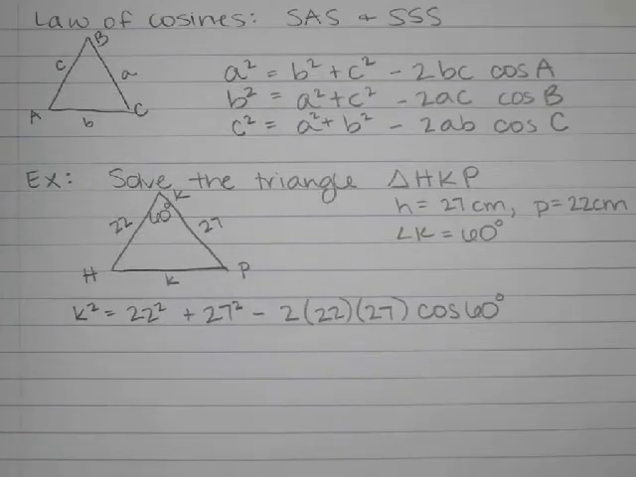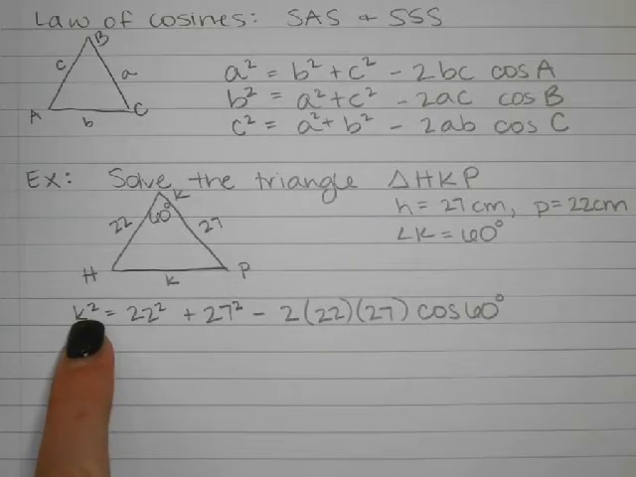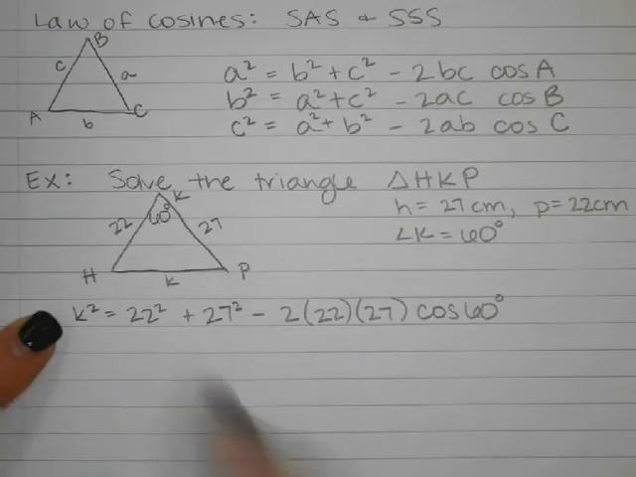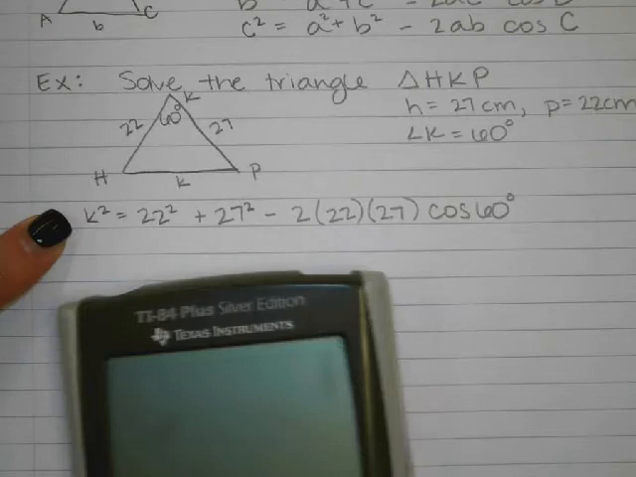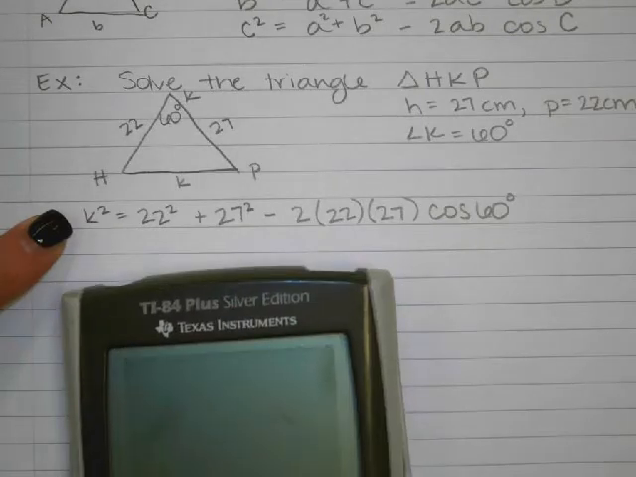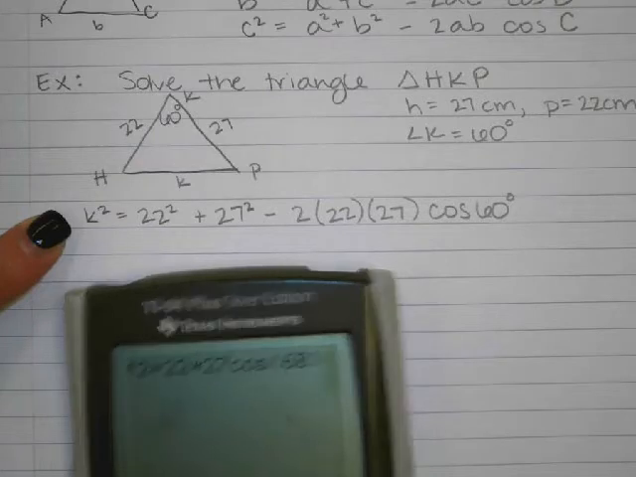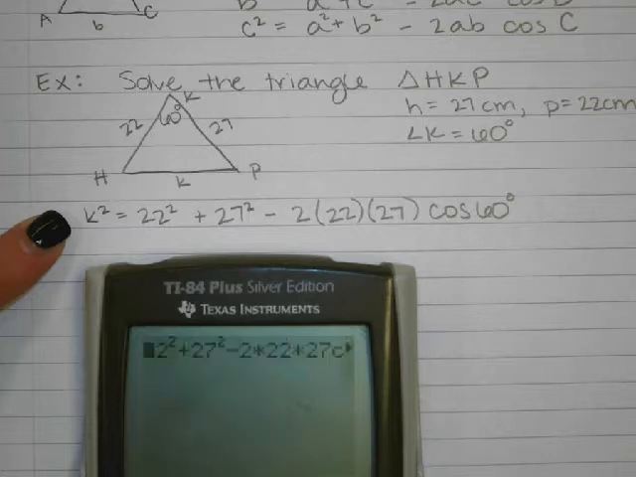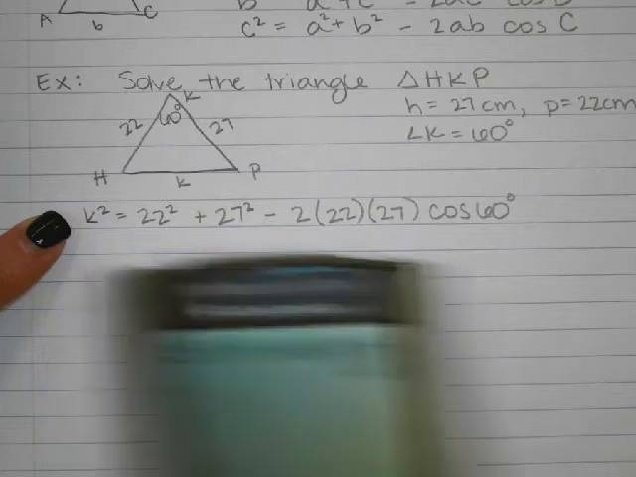If we look at this, these are the nice case when you're solving for a missing side because the variable is already isolated. You don't have to solve it very much. You just have to plug this in and then square root it. So I've got 22 squared plus 27 squared minus 2 times 22 times 27 cos of 60. I'm going to make sure real quick to put my calculator in degrees. So I've got all that typed in, and my answer is 619.